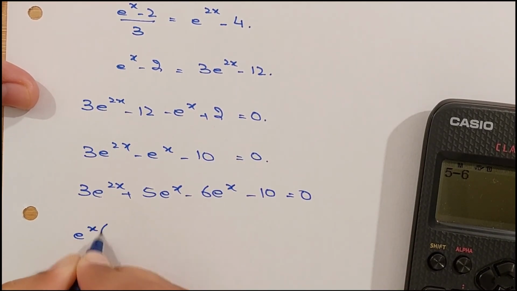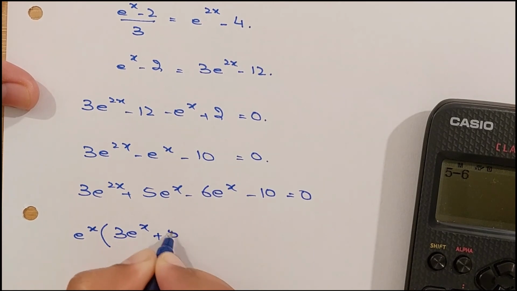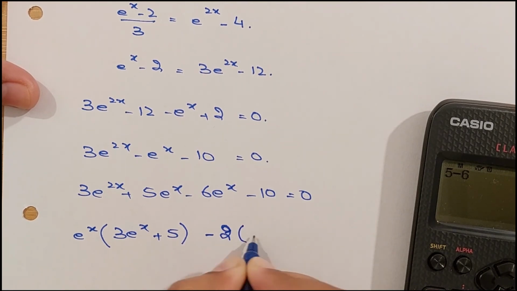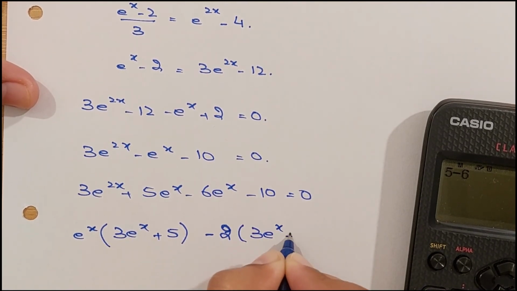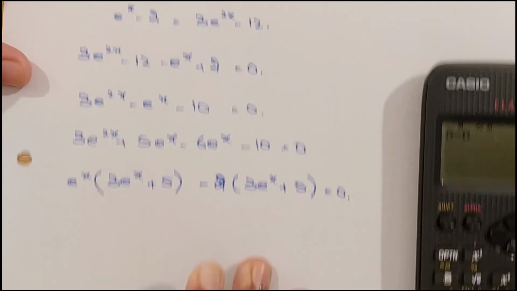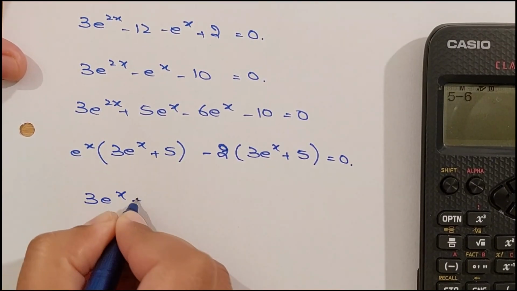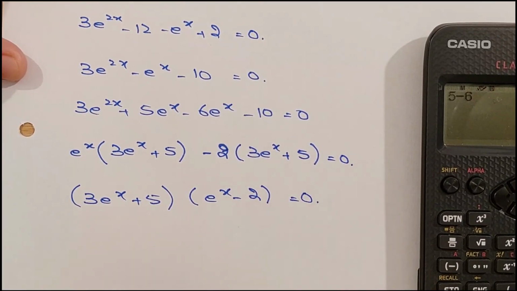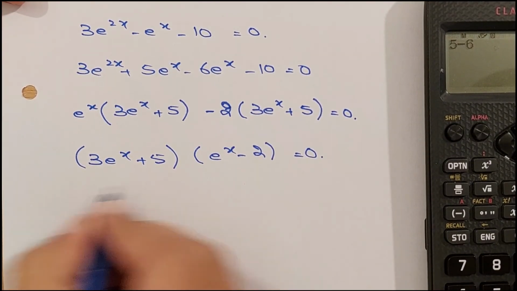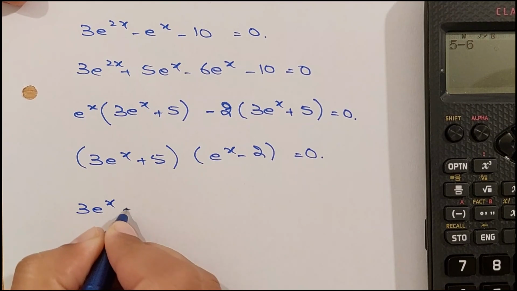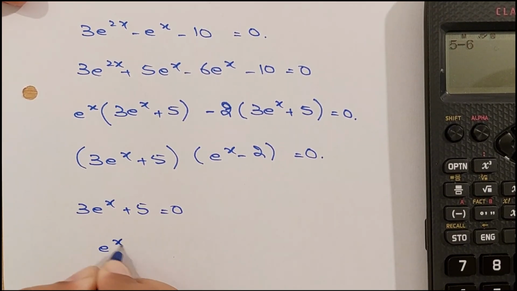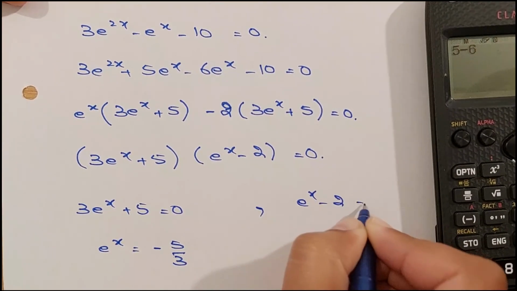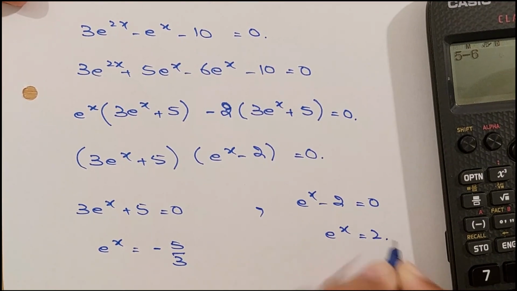Taking e power x common: e power x(3 e power x + 5) minus 2(3 e power x + 5) equals 0. The two factors are 3 e power x plus 5 and e power x minus 2 equals 0. Let me solve by putting both factors equal to 0. 3 e power x plus 5 equals 0, so e power x is equal to minus 5 by 3. And e power x minus 2 equals 0, so e power x is equal to 2.